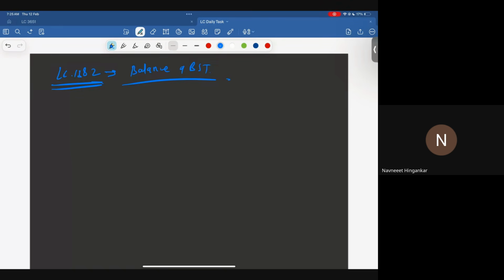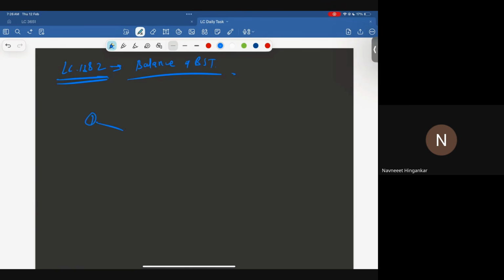2, 3, 4. 1, 2, 3, 4. So correct, 2 and 3. Okay, so we are given the root of a binary search tree, and we need to return a balanced one with the same node values. The connectivity obviously will differ. But this is basically a simple task.